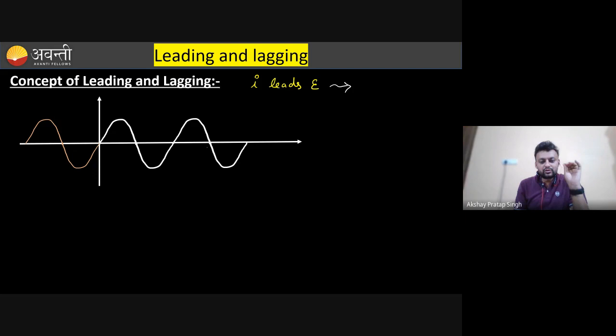Generally, current is sinusoidal. Generally, current is what? Sinusoidal. This is the graph I am drawing here. Now, one more thing: you see that this point represents the maximum value in the positive direction, and this point represents the maximum value in the negative direction.